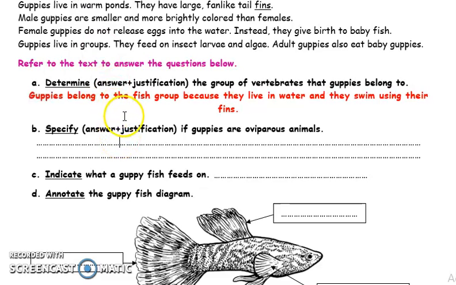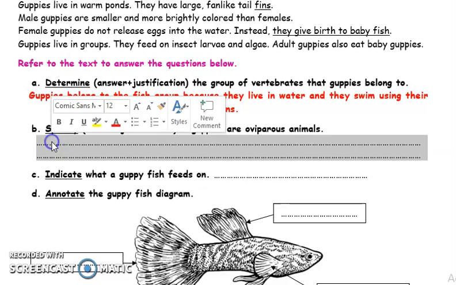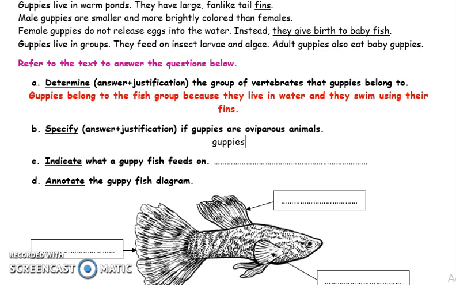Specify. Are they oviparous animals? Look. Guppies are exceptions of fish. All fish reproduce by laying eggs. Guppies do not. They're saying this in the text. Oviparous animals lay eggs, but guppies don't. Guppies are not oviparous animals.